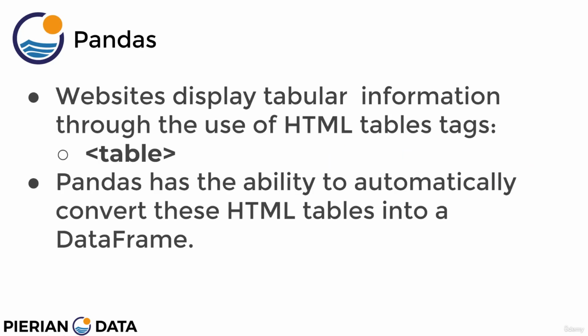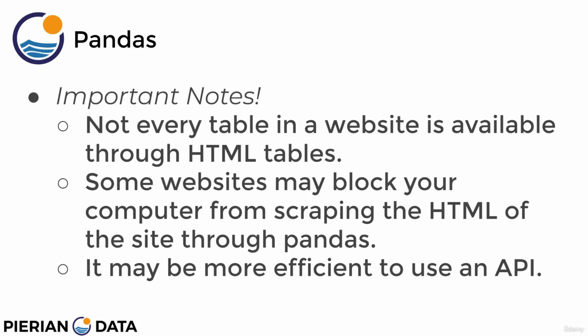Alright, so we know websites display tabular information through the use of HTML table tags, for example the opening table tag shown there. Now Pandas has the ability to automatically convert these HTML tables into a data frame. Now some important notes before we continue: not every table on a website is available through HTML tables. Sometimes websites will use a different formatting, or they're using JavaScript, or maybe they just have an image of a table, which is just like a PNG file.